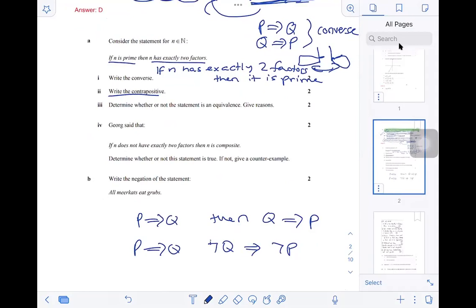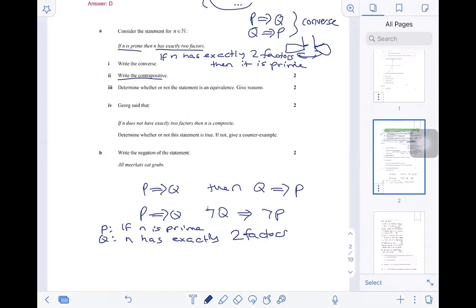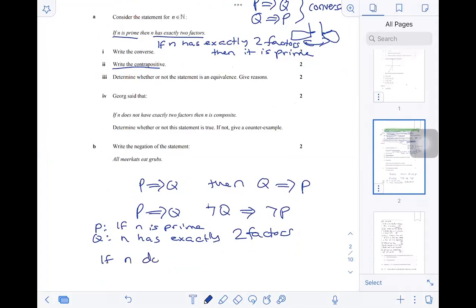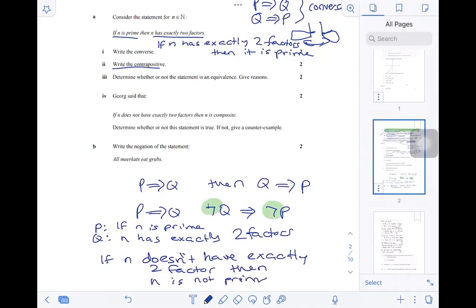Okay, so not Q would be, let's just look, this is P. It's good when you start these off to set them up. So P is n is prime, and Q is n has exactly two factors. The contrapositive would be: if n doesn't have exactly two factors, so you do the negation of it. That symbol means not Q implies not P. If n doesn't have exactly two factors, then n is not prime. That would be the contrapositive.